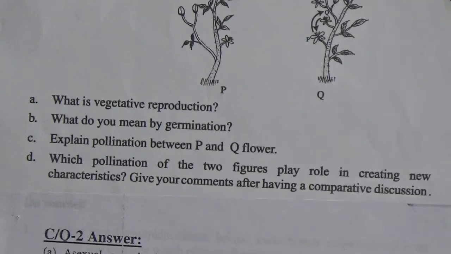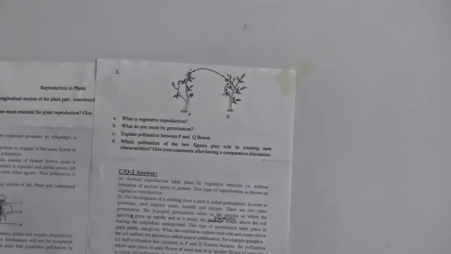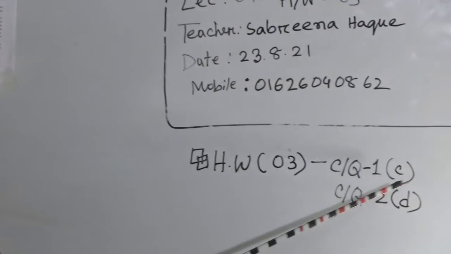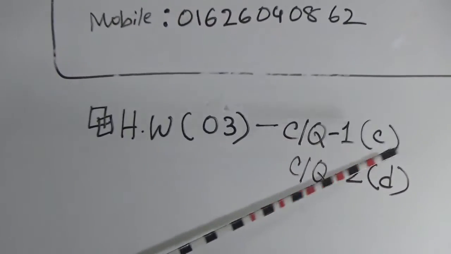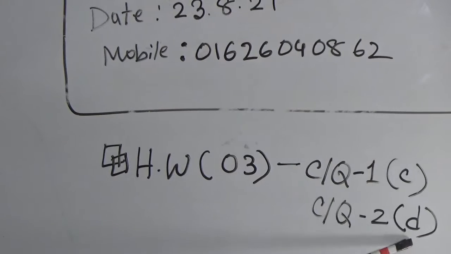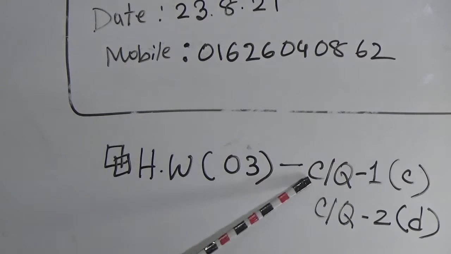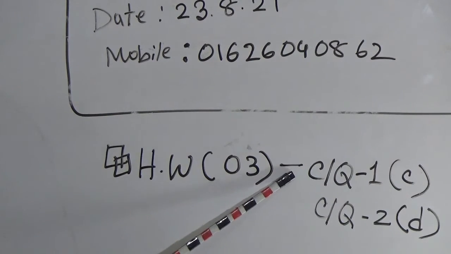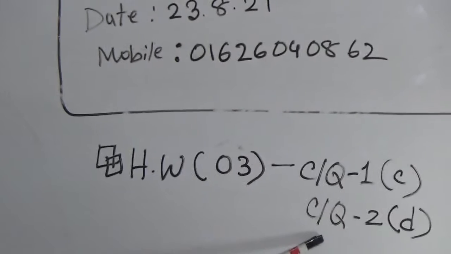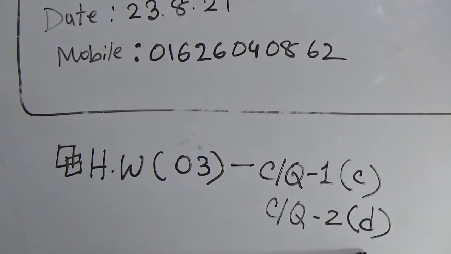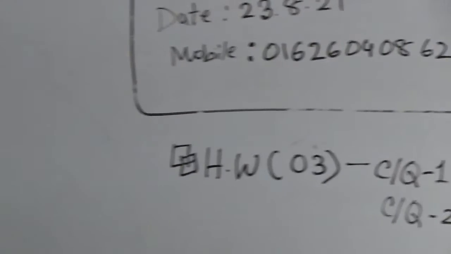So come to your homework number 3. You have to draw the flower's figure, then for questions CQ1C and CQ1D you have to write the answers as your homework. You have to draw the flower's longitudinal sectional figure, and you have to write the answer to CQ2's D as your homework, and you have to submit it on Saturday.